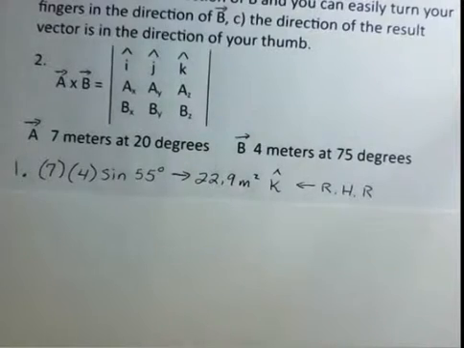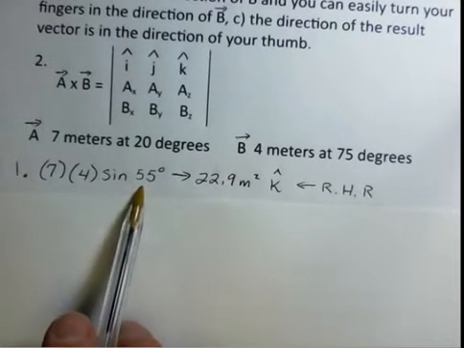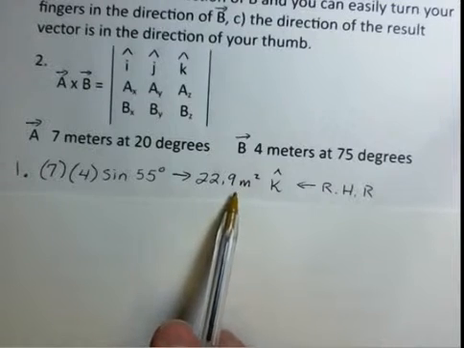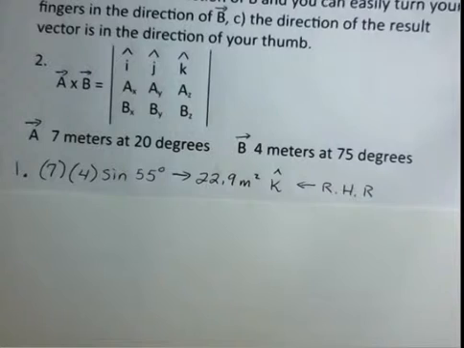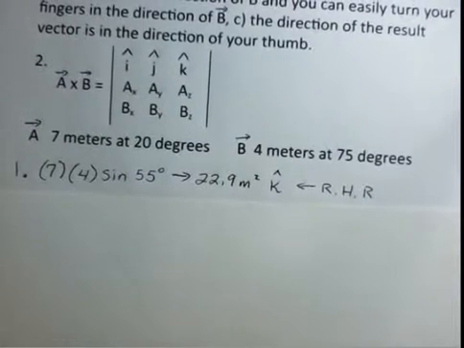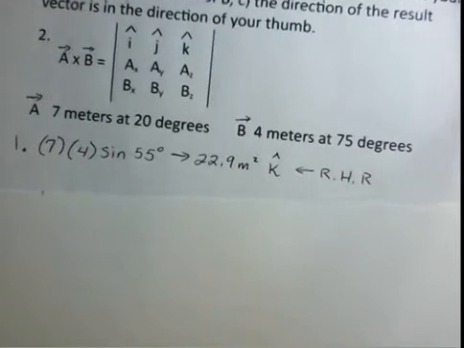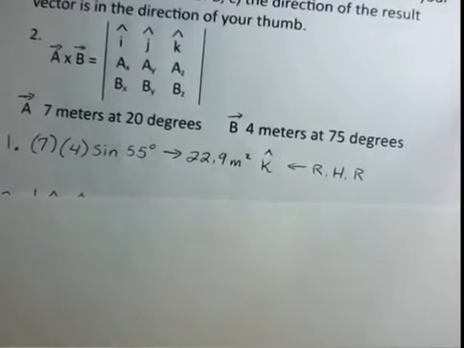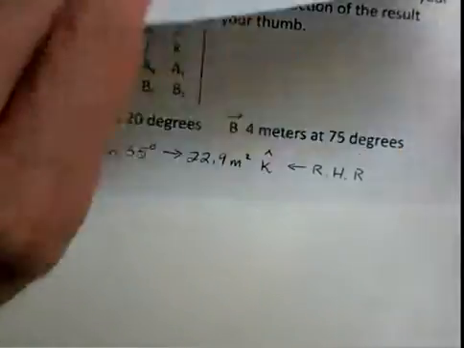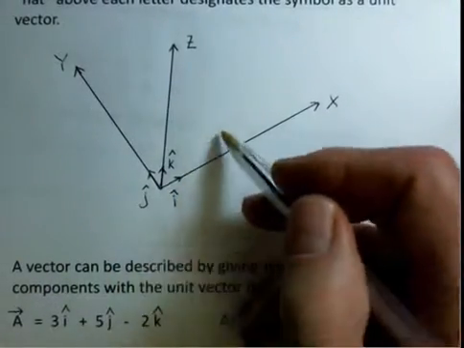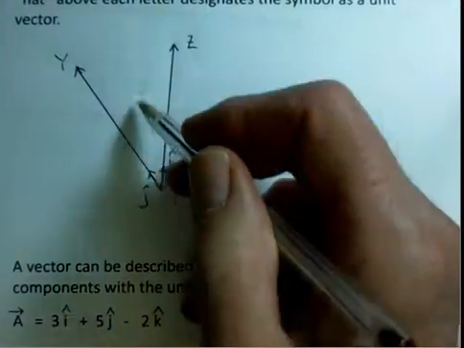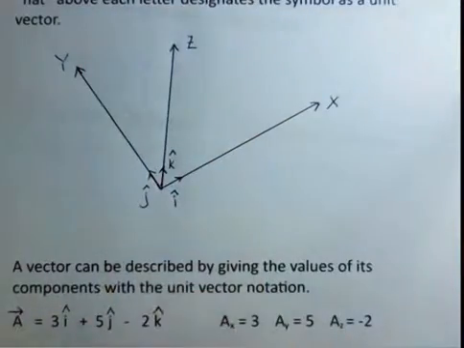Using the first method, 7, 4, sine of 55 degrees, 22.9 meters squared. And that's our magnitude, and the magnitude of the cross product is usually different than the magnitude of the dot product, but we have that result. And now if I get my coordinate system back here, A was 20 degrees off of the x-axis, B was 75 degrees, but they're both in the xy plane.